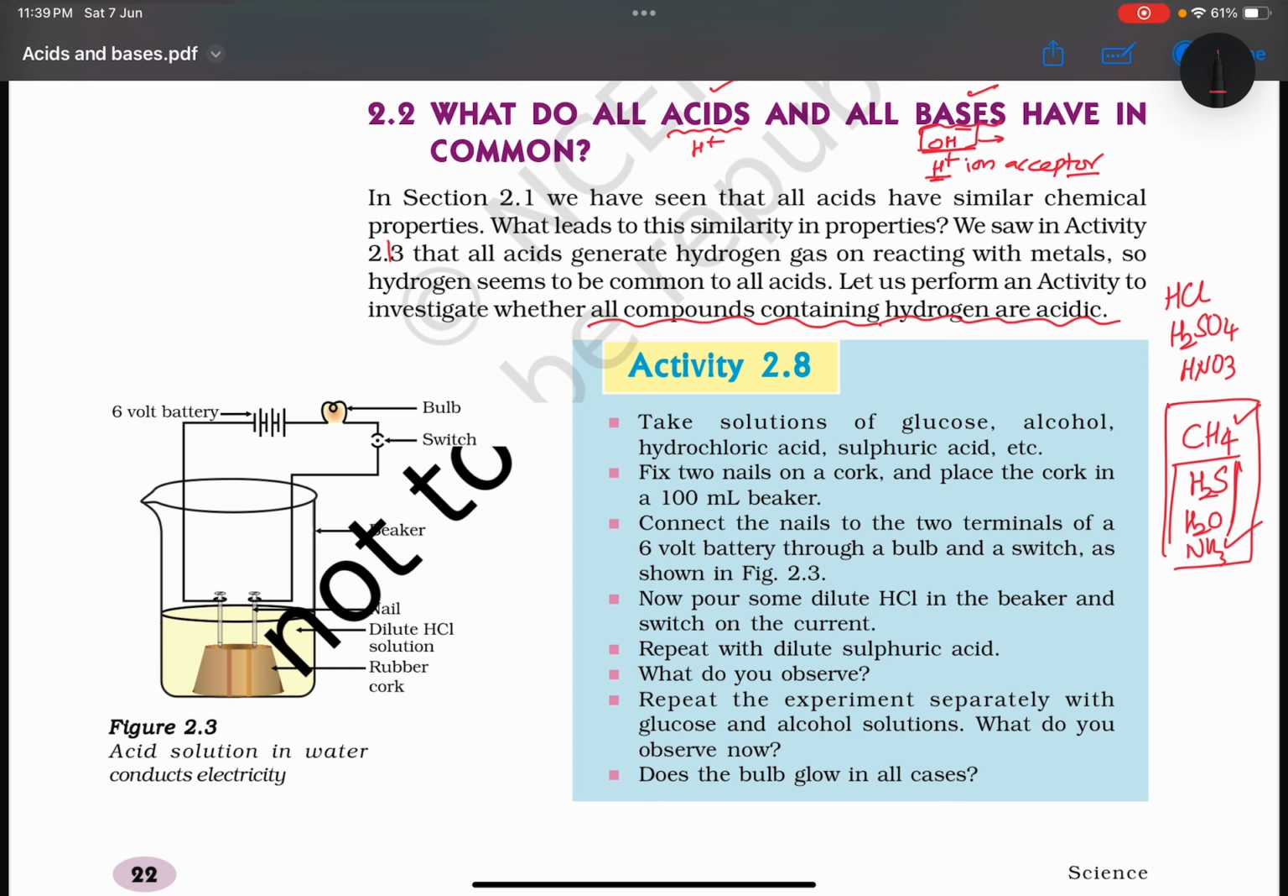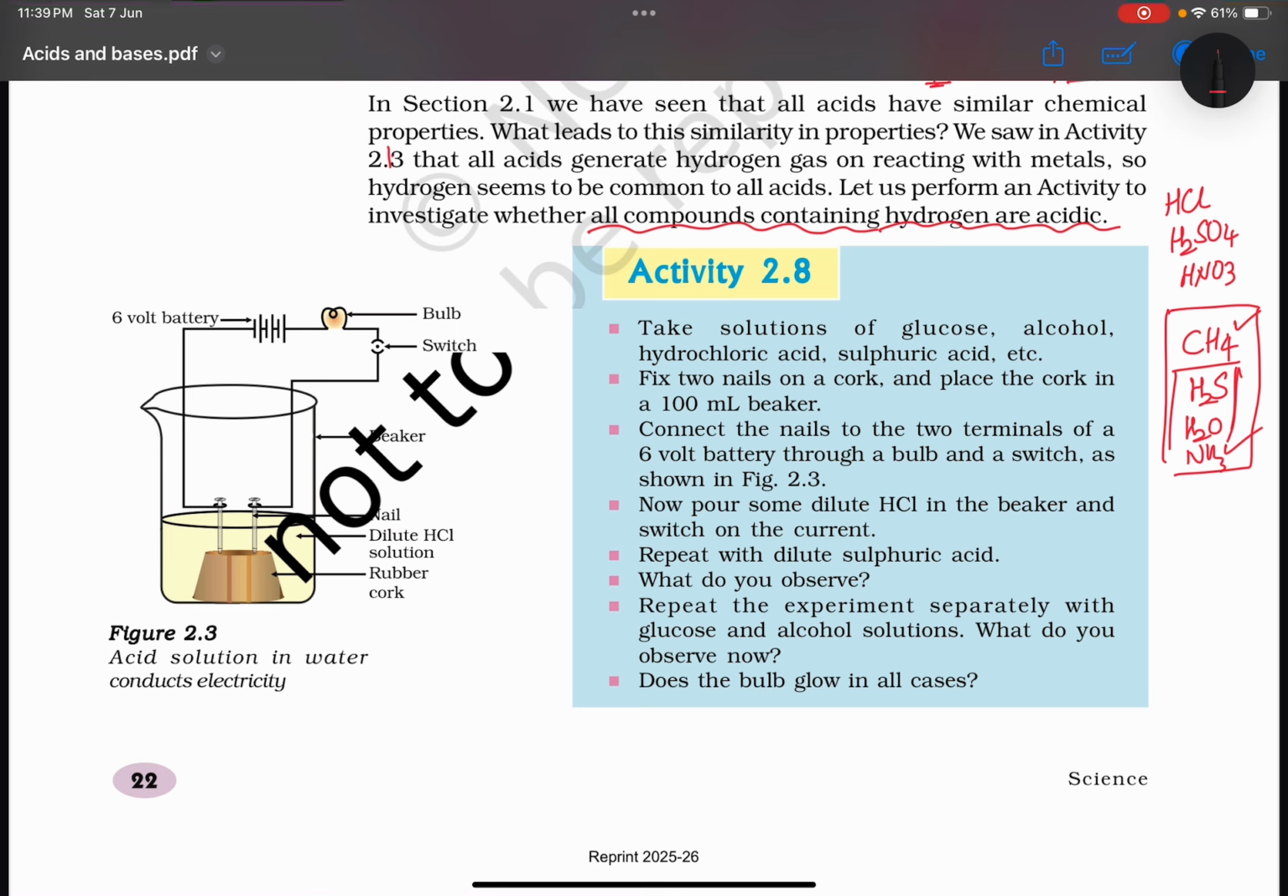Take solutions of glucose, alcohol, hydrochloric acid, sulfuric acid, etc. Fix two nails on a cork and place the cork in a 100 ml beaker. Connect the nails to the two terminals of a 6-volt battery through a bulb and a switch as shown in figure 2.3. Now pour some dilute HCl in the beaker and switch on the current. Repeat with dilute sulfuric acid. What do you observe? Repeat the experiment separately with glucose and alcohol solutions. What do you observe now? Does the bulb glow in all cases?